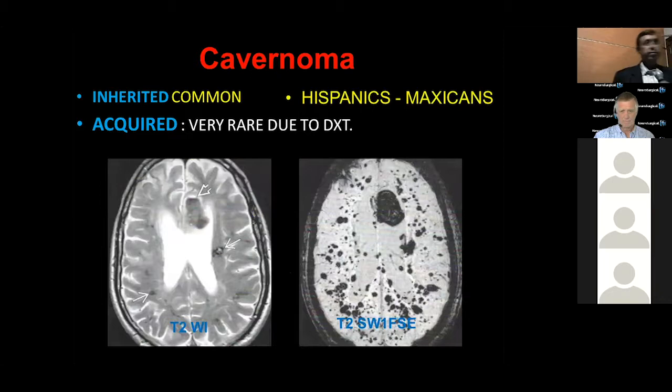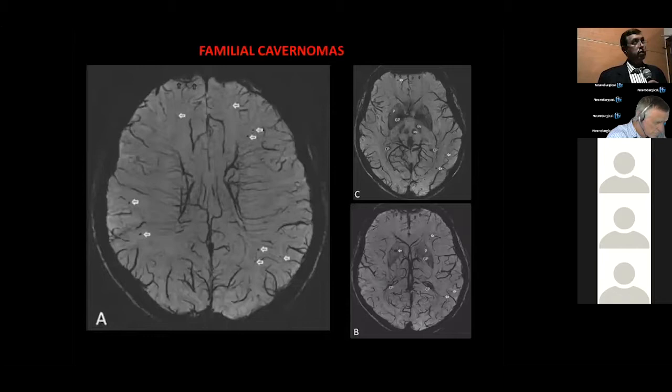Maybe I'll put it wrong. So inherited, and it is common in Hispanics and Mexicans. It could be acquired like this. And usually when they are acquired, they are multiple. So this is a kind of familial cavernoma, multiple small ones.